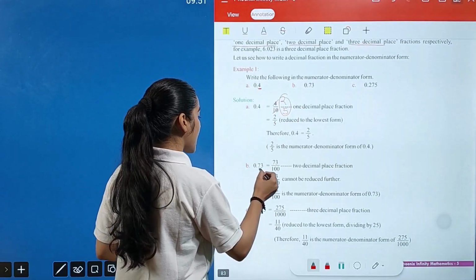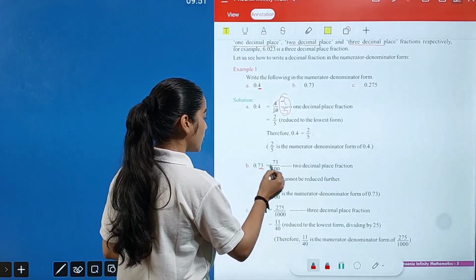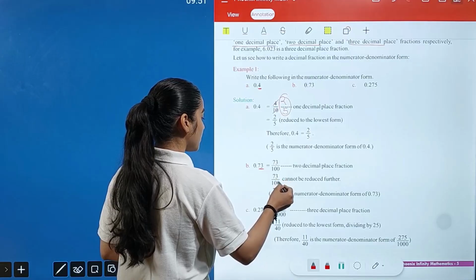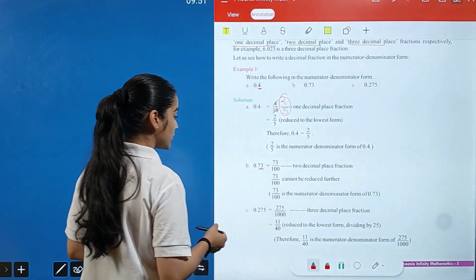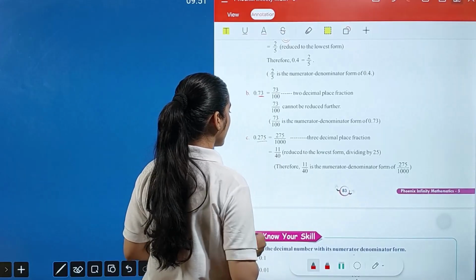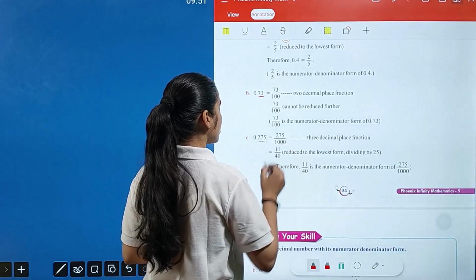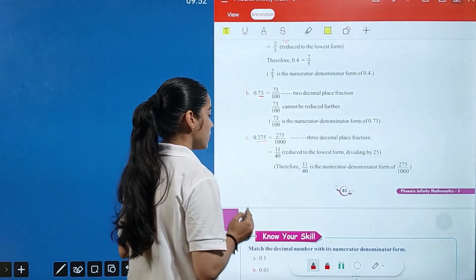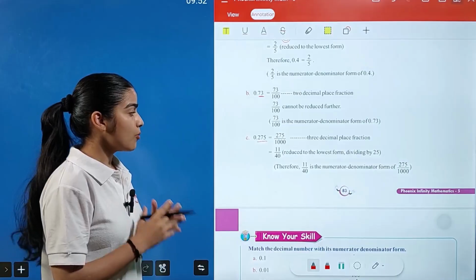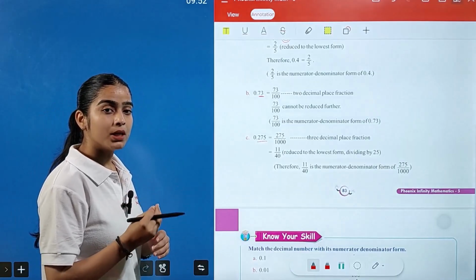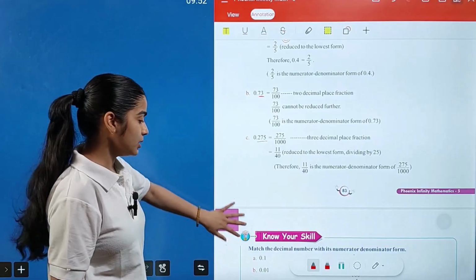Now in this we have two digits after the point. So 73 upon 100. Your answer will be 73 upon 100 and it cannot be reduced further. Now 0.275. So in this case after the point we have three numbers. So your denominator will be 1000 and 275 will be your numerator. So you have to keep in your mind how many digits you have after your decimal point. You just have to make a multiple of 10 as your denominator.